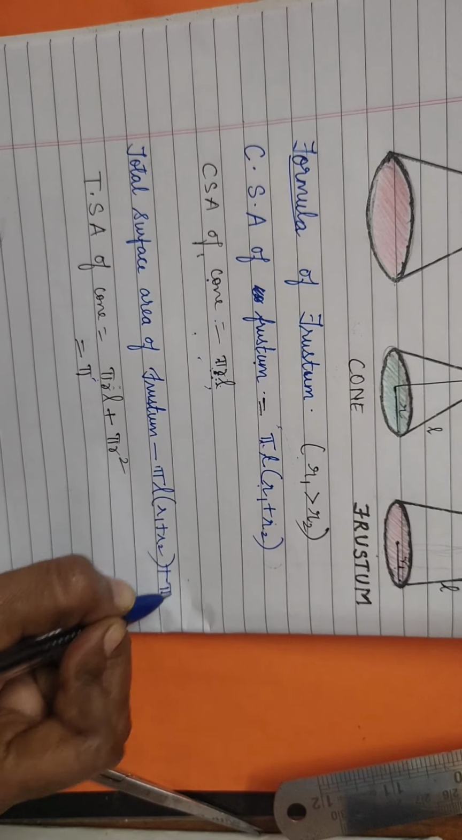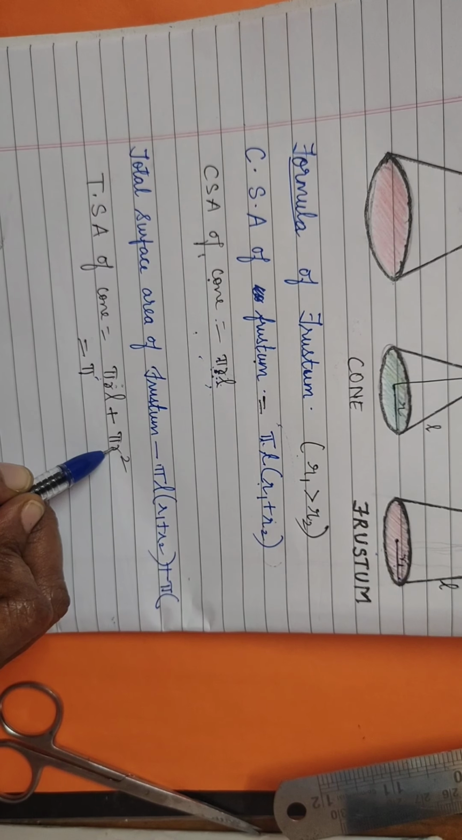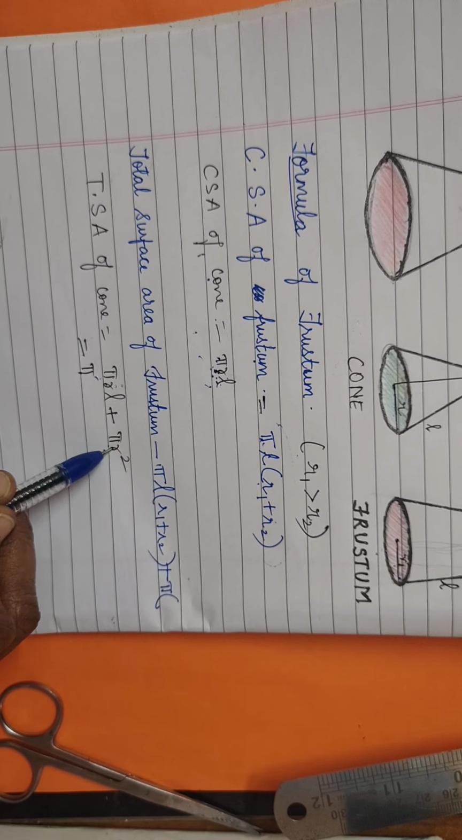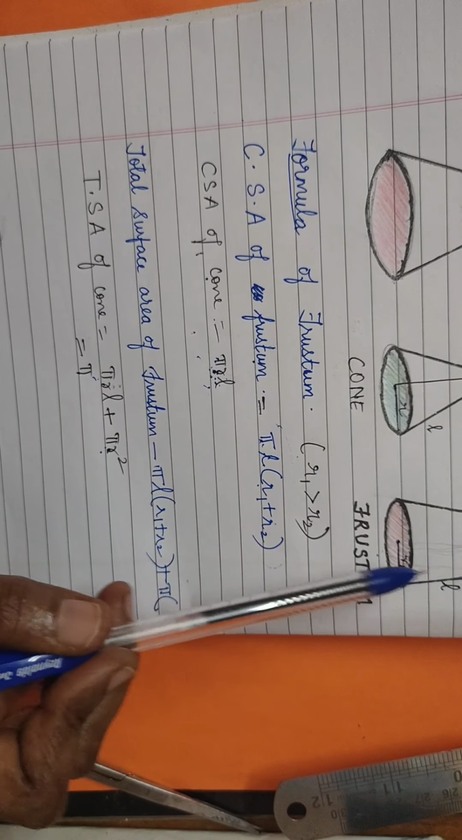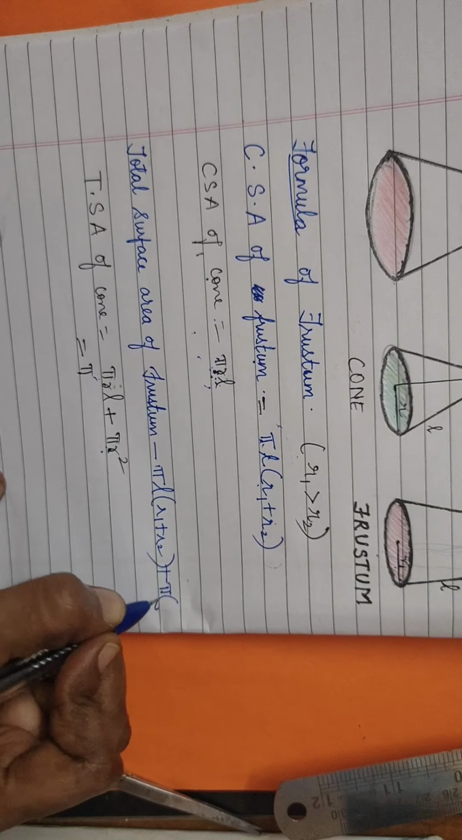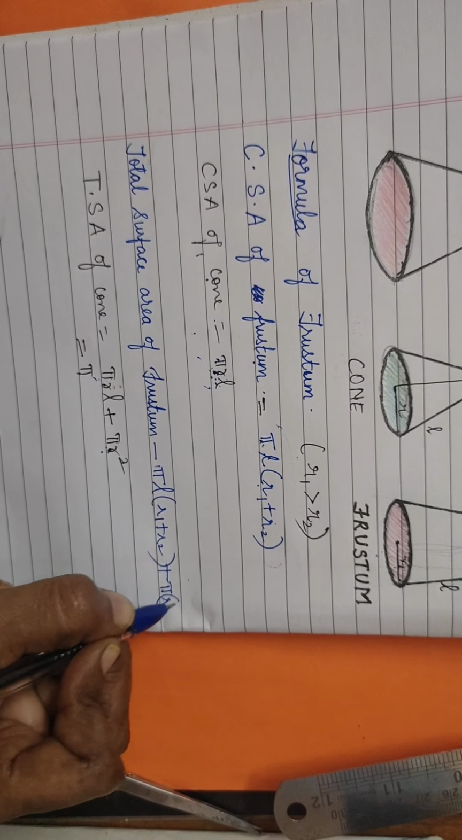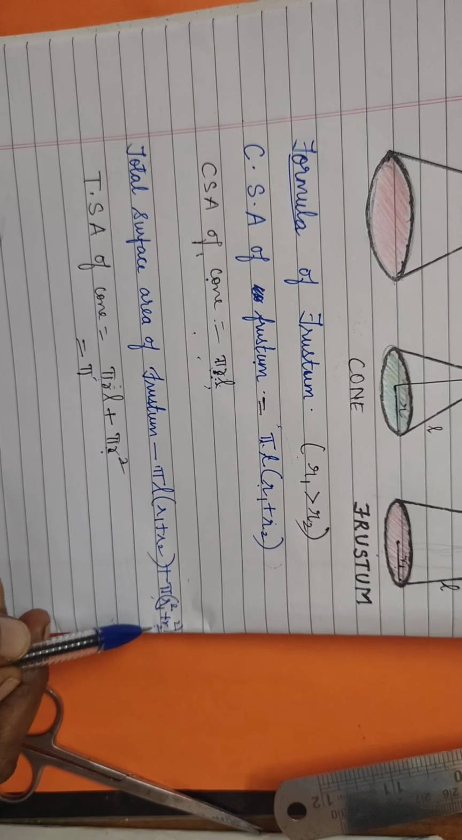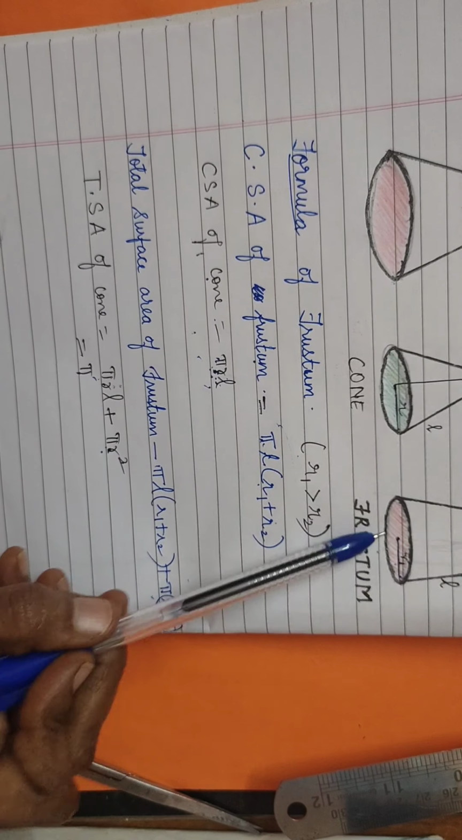Pi remains the same, and the r square means what we are going to write? Which r? Because in the cone there is only one radius, but in the frustum how many radii we have? 2. So how should I write it? Here square is also there. Therefore R1 square plus R2 square. Why are we writing 2 times? Because we have 2 radii here.